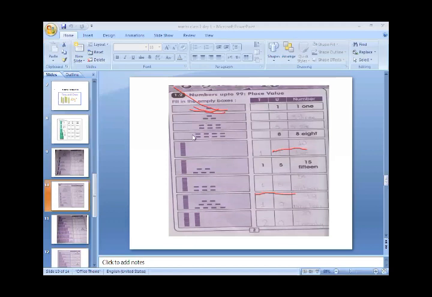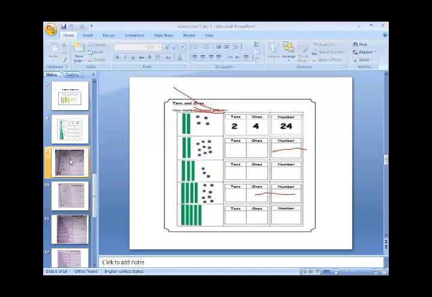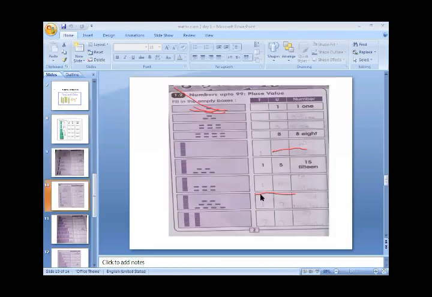In the fourth box, see in the fourth box, here it is already written. We count small blocks. Small blocks show the unit place. So how many units are there? 1, 2, 3, 4, 5, 6, 7, 8. So we write 8 at unit place. We write 8 in the number column: EIGHT 8.